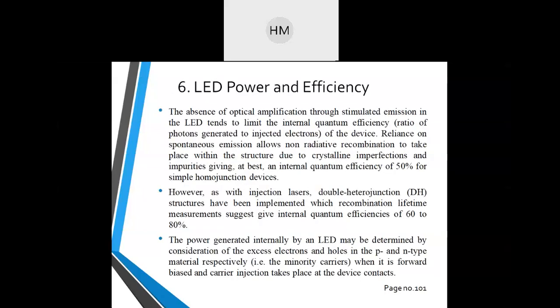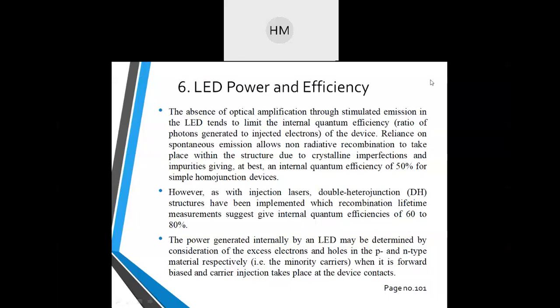LED power and efficiency. We have seen the efficiency generated by laser light, देखी थी ना अभी हमने. Differential quantum efficiency, external efficiency, internal quantum efficiency, total efficiency. We have seen different efficiencies of laser.